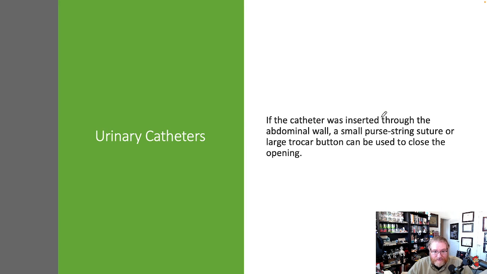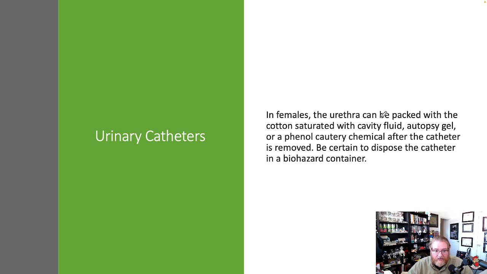If the catheter was inserted through the abdominal wall, purse strings or trocar buttons, notice the moral of the story. If anything has caused a circular hole somewhere, purse string sutures or trocar buttons, that's how you close those. The urethra can be packed with cotton saturated with cavity fluid, autopsy gel, or cautery chemical after you remove it from a female.